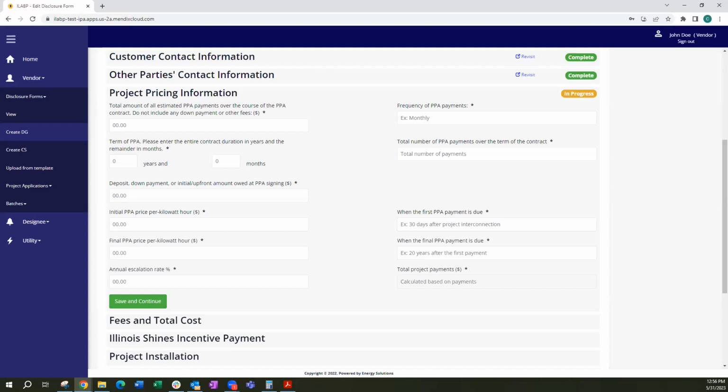Additionally, the starting and ending PPA price per kilowatt hour and escalation rate must be provided. If any of the fields for a payment are not applicable, you will still need to enter 0 instead of leaving it blank, as all fields in this section are required. Do not include a $ or comma in any of the currency fields. These fields are identified with a $ symbol in the name of the field. The total project payments field will be automatically calculated based on the information input.